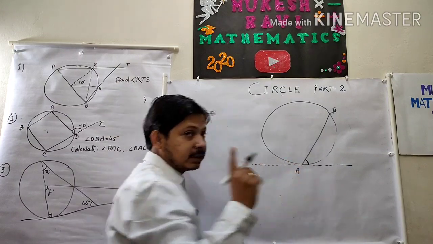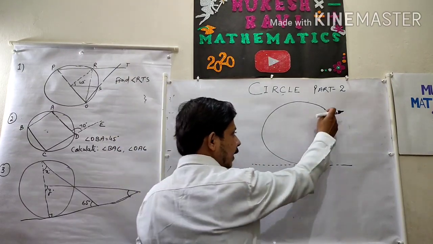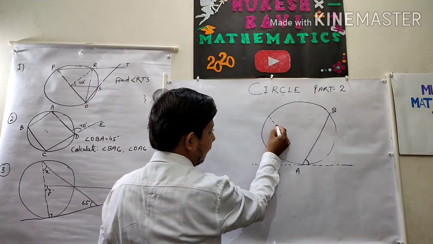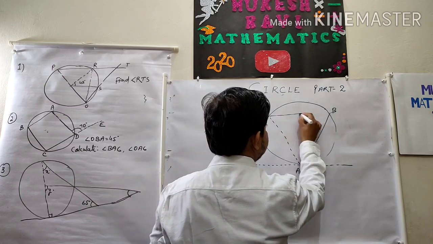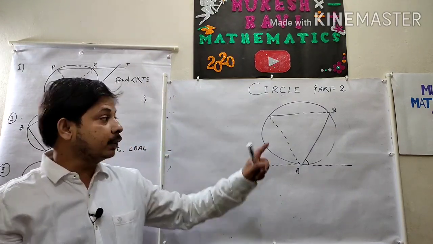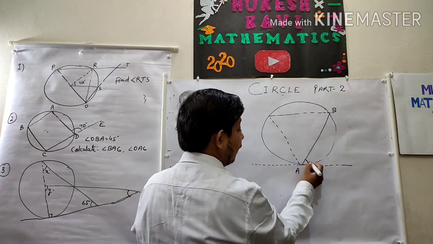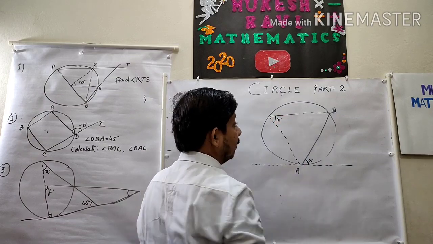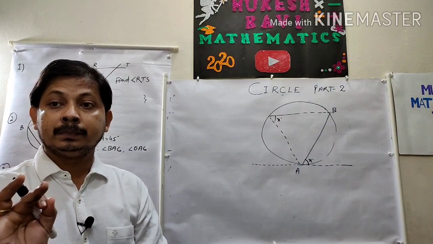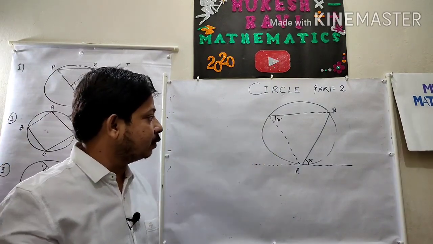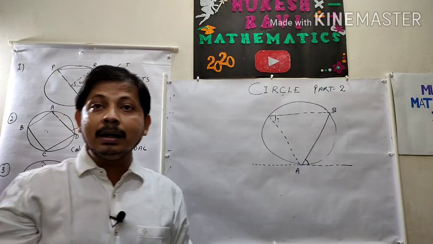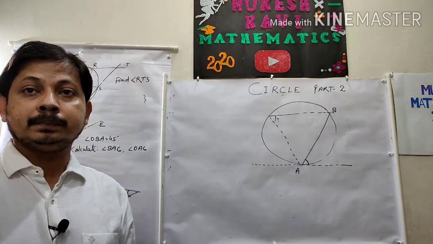So first of all, you listen to the concept. If we join AB anywhere on the circumference, suppose we have joined here, this angle is equal to this. This angle is equal to this. If this is x, this is also x. But how to prove it? That is the basic part of this theorem. Without proving, you cannot say this is equal to this. So I am going to prove it for my students, how this alternate angle is always equal.